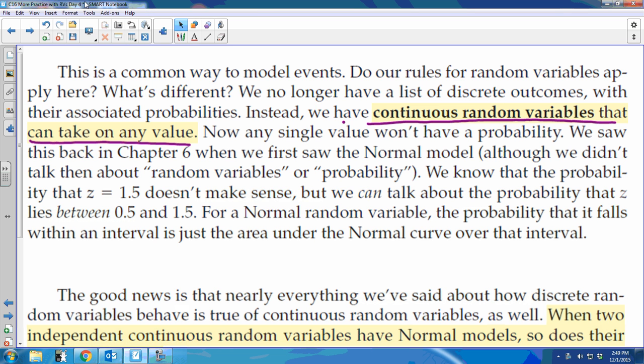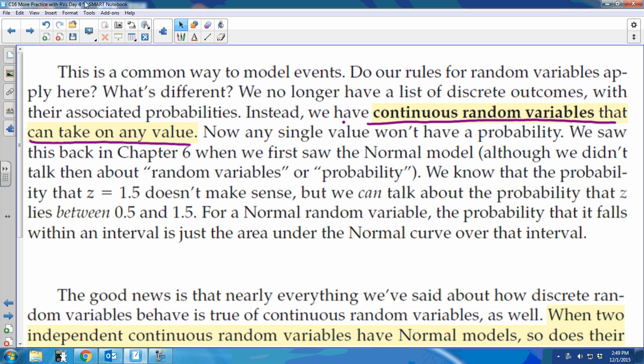Going to finish chapter 16. So everything in chapter 16 so far has been a discrete random variable, which means we could create a probability model. We had the table, we had a specific set of outcomes and their probabilities associated. But now, with the problems we're going to do today, we don't have a list of those outcomes. Instead, we have continuous random variables that can take on any specific value. Luckily, all the rules we talked about yesterday still apply, and we're going to be able to use normal models to help us find probabilities.